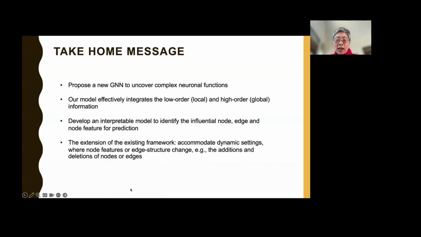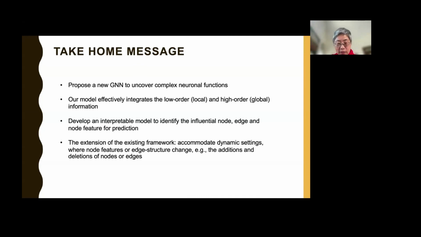So this is the take-home message for today. Today we propose a new GNN and really try to model this very complex neuronal activity from the rats. The most important goal we try to achieve is to integrate both low order and high order information through this fusion, through the three parts of our architecture. In addition, we are also able to develop the interpretable model so we can identify inferential nodes, edges, and node features. The second part also has some machine learning and statistics concepts. We're using entropy, cross entropy, to identify this subgraph.